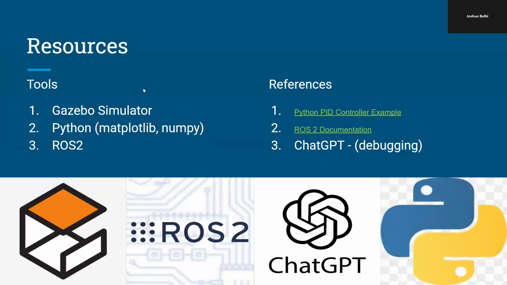Lastly, our resources. For tools, we used the Gazebo simulator, Python libraries such as Matplotlib and NumPy, and ROS2. And for references, I referenced two websites: one Python PID controller example, which was really the backbone of how I was able to understand the PD controller and implement it in the project, and ROS2 documentation that allowed me to fully understand what I was doing with ROS2. Lastly, we used ChatGPT just for minor debugging and setting up the Gazebo environment, which did take a while.